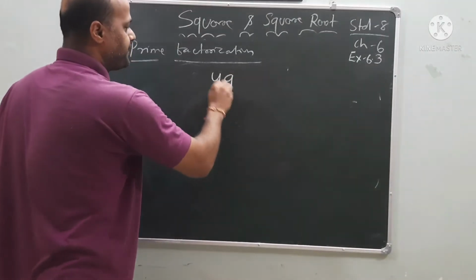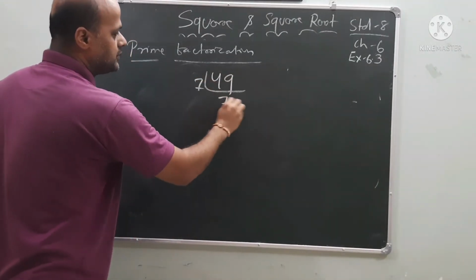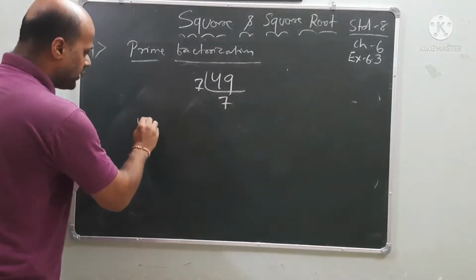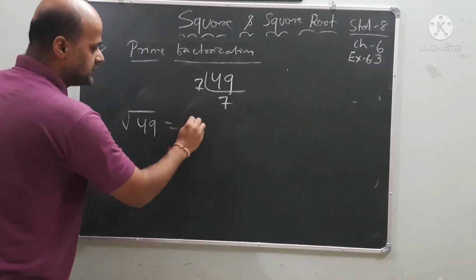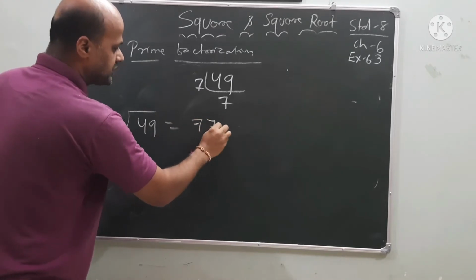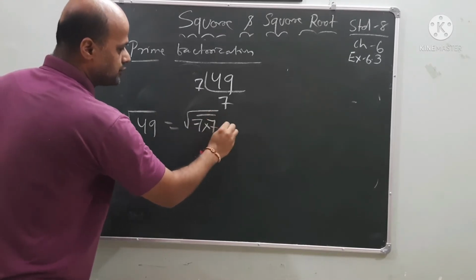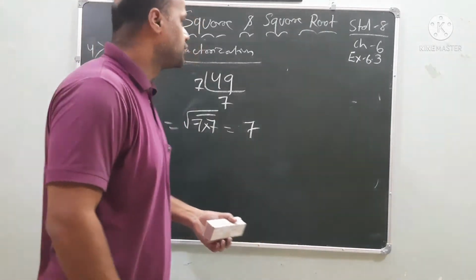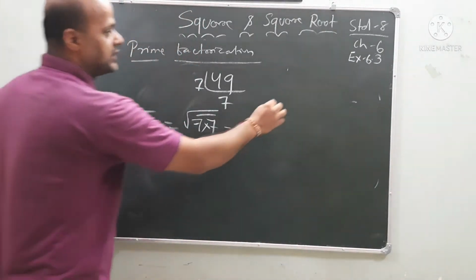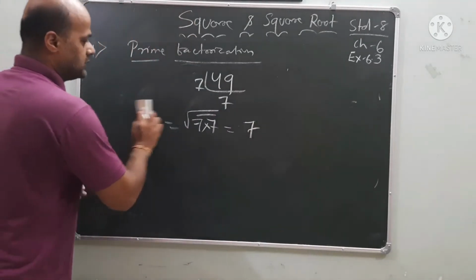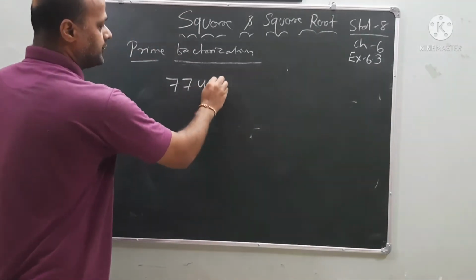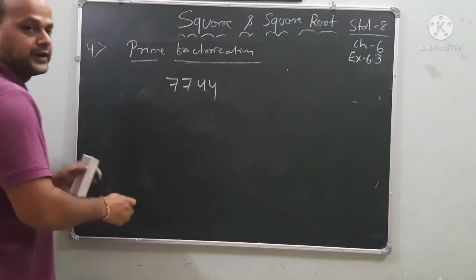49. 7 7s are 49. So I will say that the square root of 49 is how much? 7 into 7. Out of two 7s, one 7 came out. Okay, my dear friends. So now come to the next one. 7744. Go for it, my dear friends.